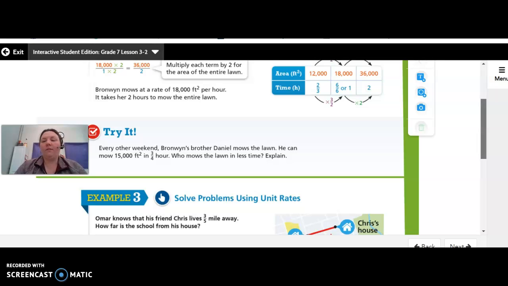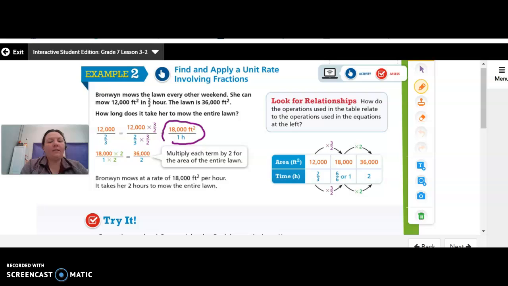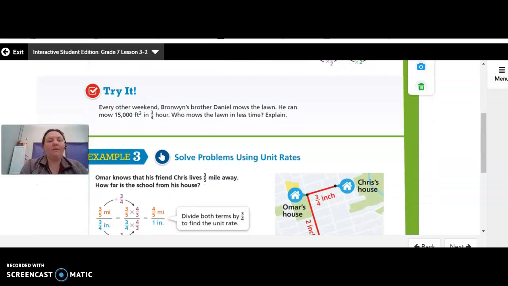All right, so if we look at the first example, Bronwyn mows the lawn, and here they found out that Bronwyn could do 18,000 feet in 1 hour. So we want to figure out how many square feet Daniel can do in 1 hour. If he can do 15,000 in 3/4 of an hour, what we want to know is how do we get this so that it is out of 1 hour?